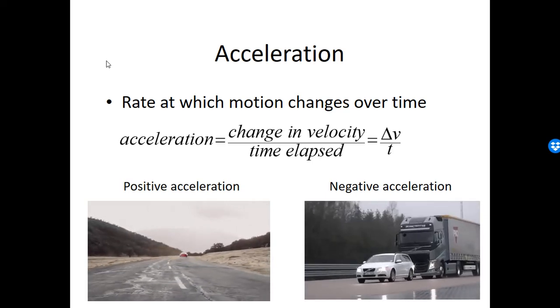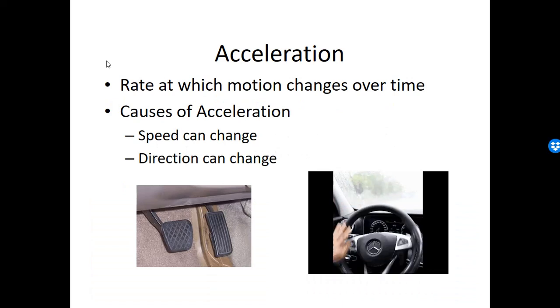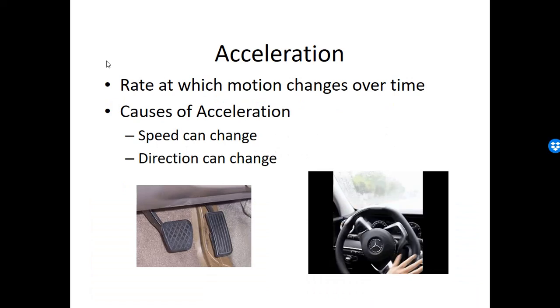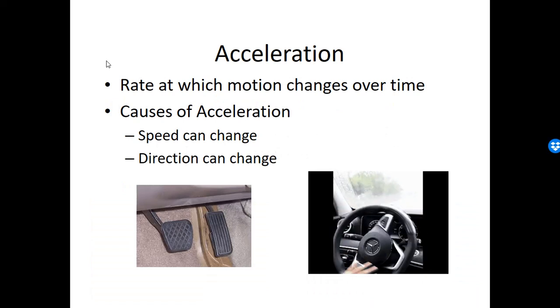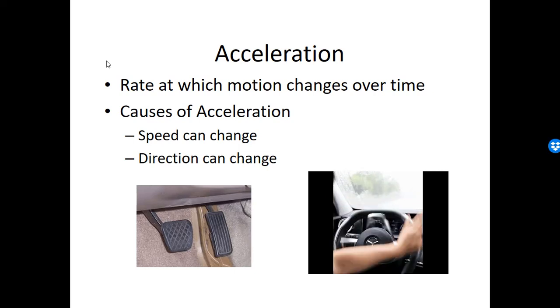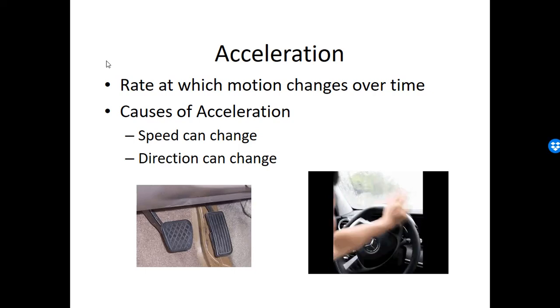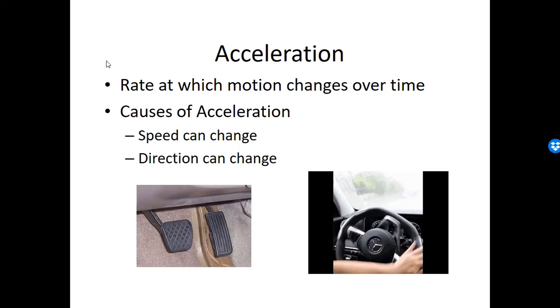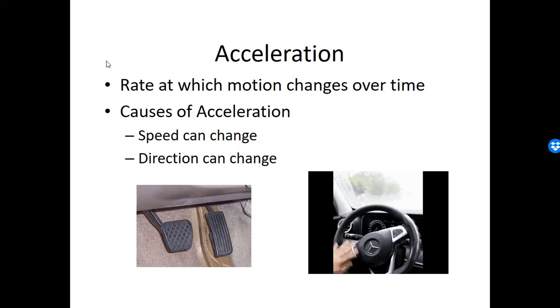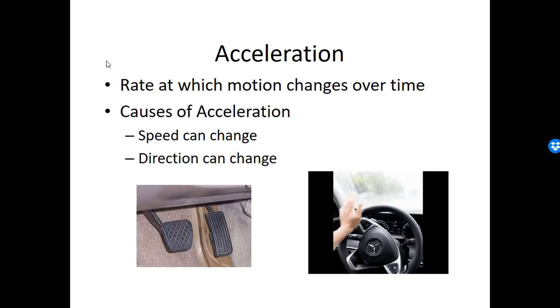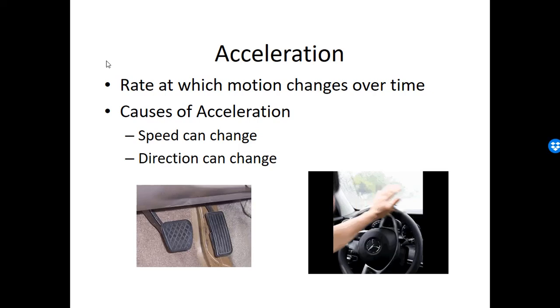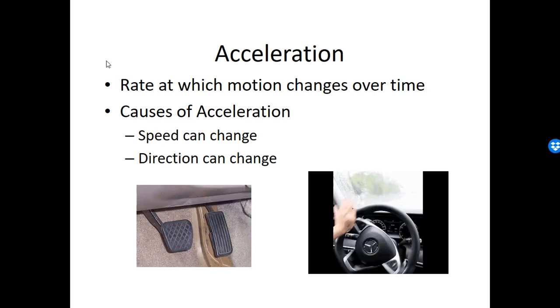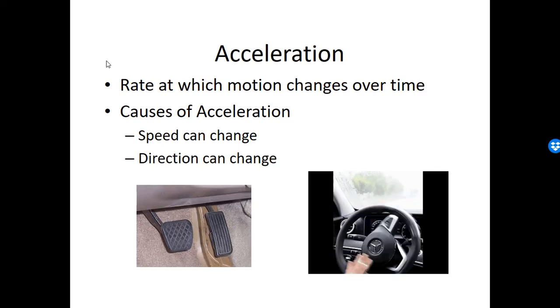In your car, you have three major accelerators. The first two are the brake pedal and the gas pedal. The brake pedal gives you a negative acceleration. The gas pedal gives you a positive acceleration. The other accelerator is your steering wheel. As you change your direction, you are also accelerating. Remember, acceleration is change in velocity over time. Velocity is speed with direction. So if you change your speed, or your direction, or both, you're accelerating.